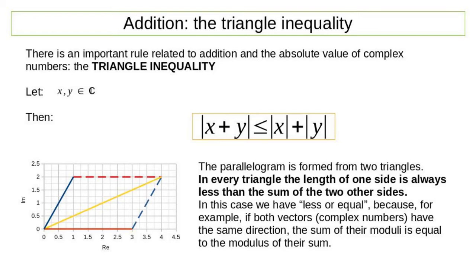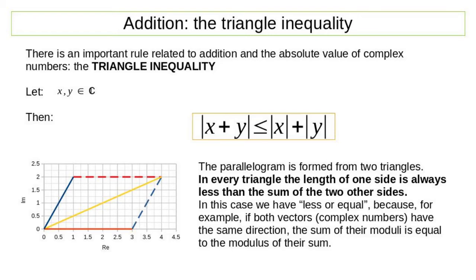That rule is the triangle inequality. Let's consider two complex numbers, x and y. The triangle inequality states that the absolute value of x plus y is less than or equal to the sum of the absolute value of x and the absolute value of y. To understand why this is true, let's apply again the parallelogram rule to the addition of two complex numbers.